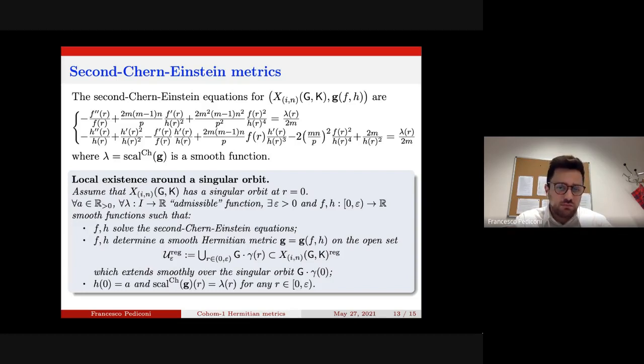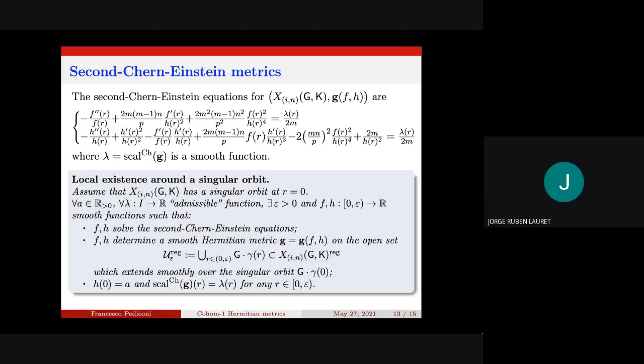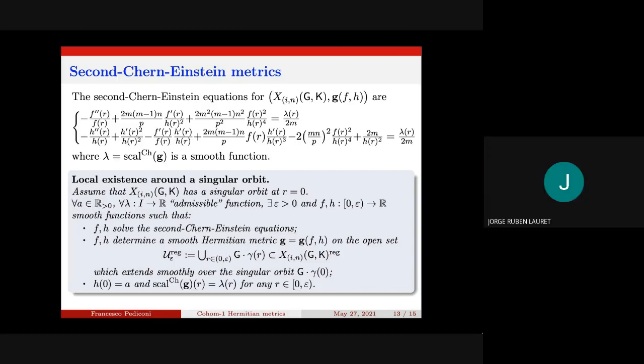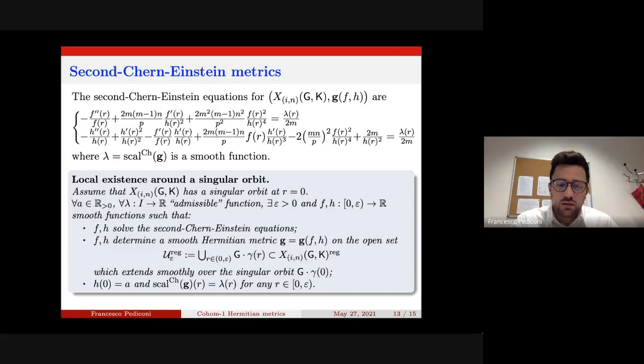You just need to know that there are some conditions at the boundary that you need to satisfy in order to extend the tensors smoothly over the singular orbits. But Francesco, for instance, is lambda positive allowed? Yes, you can also choose lambda constant in this local existence result. And if you choose constant, it could be positive, negative, or zero? Yes, constant functions are admissible.